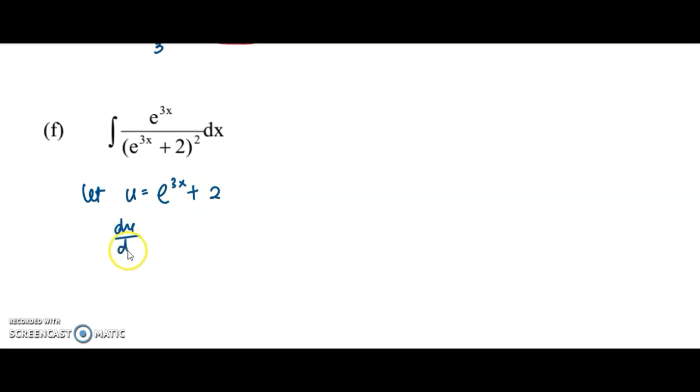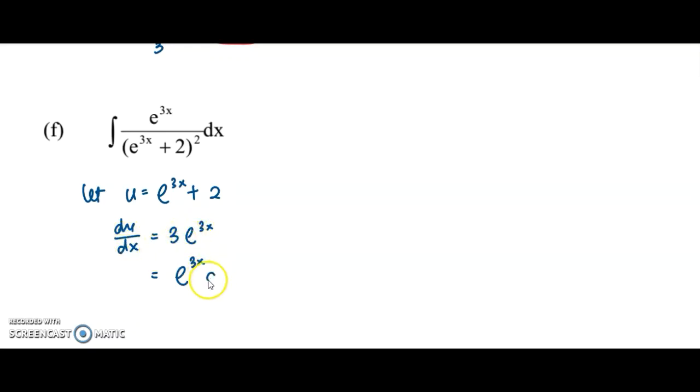dy/dx. When you use substitution, you set your u, and the next step should be your du/dx. So find your du/dx: you have a 3e^(3x). After I find the du/dx, I see e^(3x), meaning that the e^(3x) can now be replaced in terms of du. Okay, how can I do that?